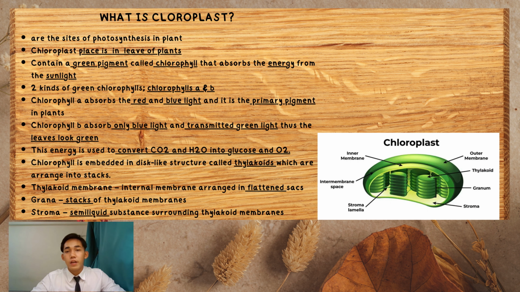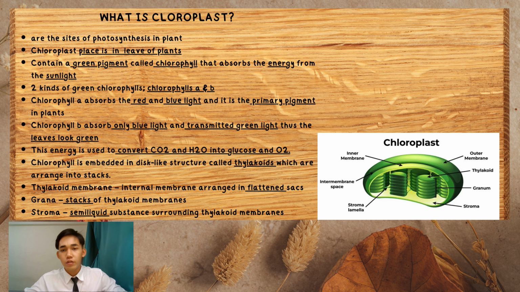Chloroplasts are located in the leaf of the plant, containing a green pigment called chlorophyll that absorbs the energy from the sunlight. Do you know chloroplasts have two kinds of green chlorophyll? They are chlorophyll A and B. Chlorophyll A absorbs red and blue light and is the primary pigment in plants. But chlorophyll B absorbs only blue light and transmits green light, thus the leaf looks green.